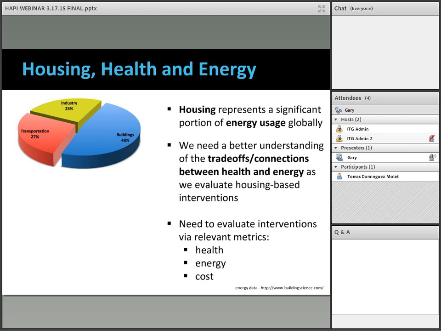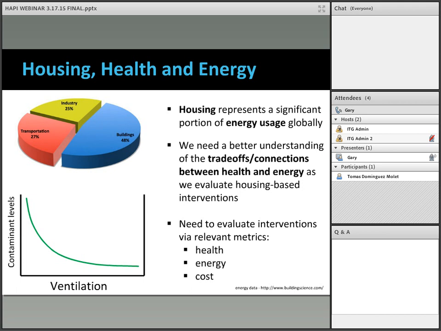In a very simple sense, a lot of us who do indoor air quality think about moving air through spaces, ventilation, air exchange, as being something that can reduce exposure to pollutants that are generated indoors. But you can also think about the energy impact of moving conditioned air. This is obviously a very simplistic view of this, but once again, it's sort of a classic trade-off that we've looked at over the years.